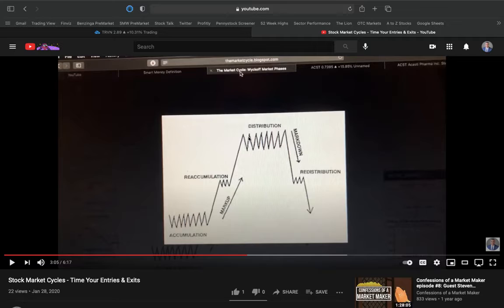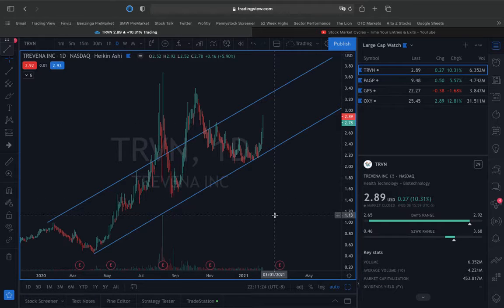And then after that, you see this distribution before a markdown or sell-off, and then the process repeats again. So check that video to better help time your entries and your exits and get a better understanding of the overall market. But I want to go over 4 examples here, TRVN.